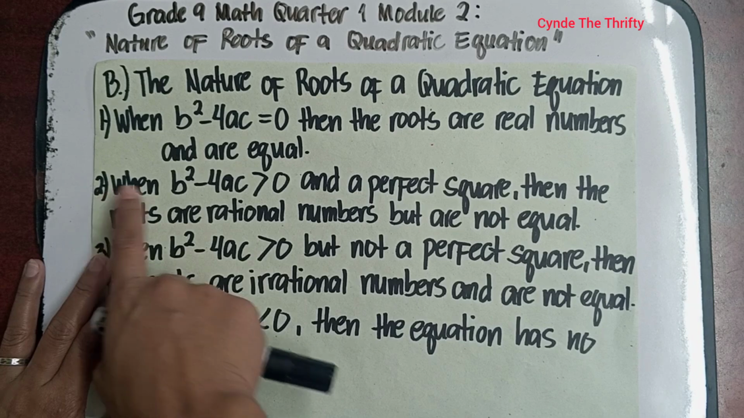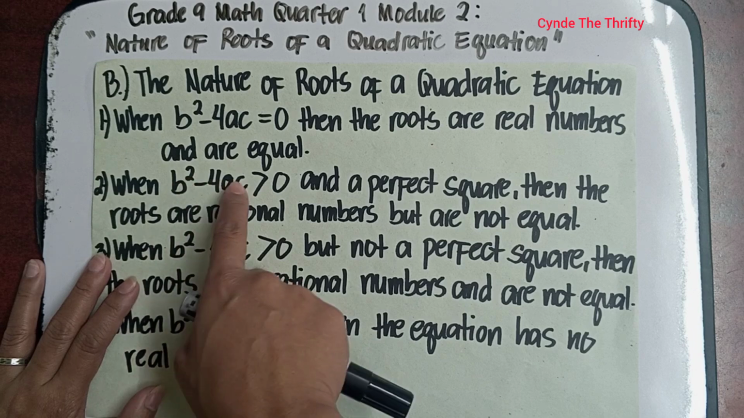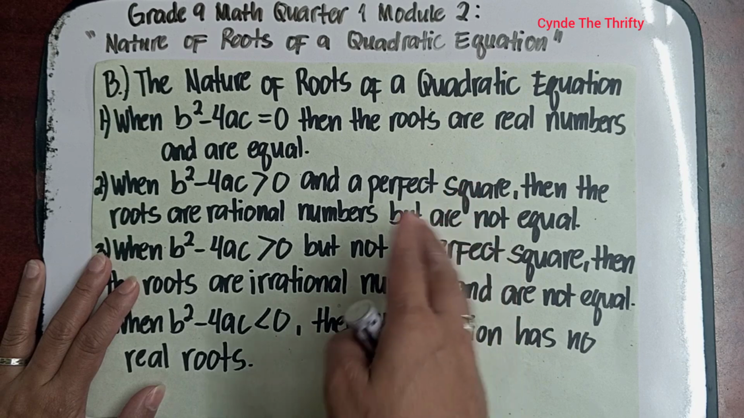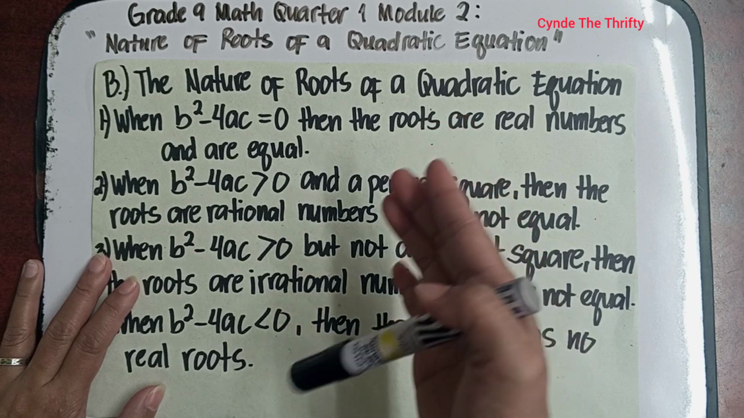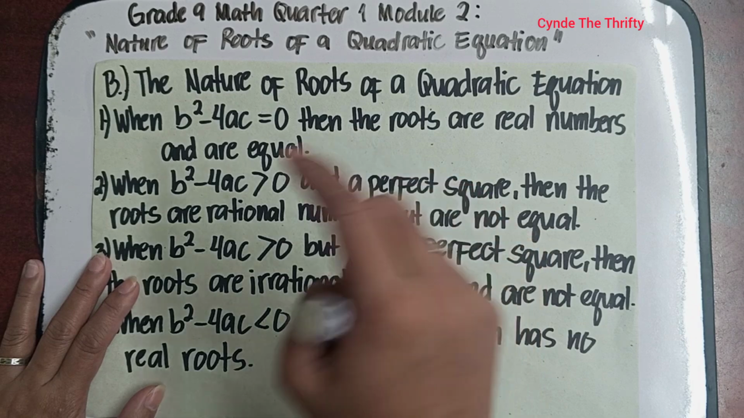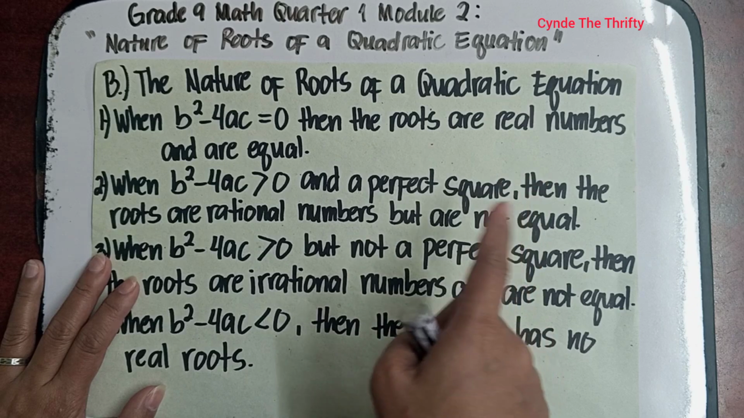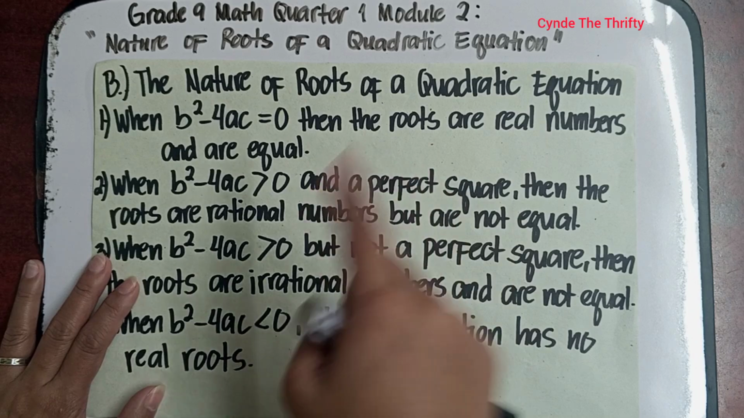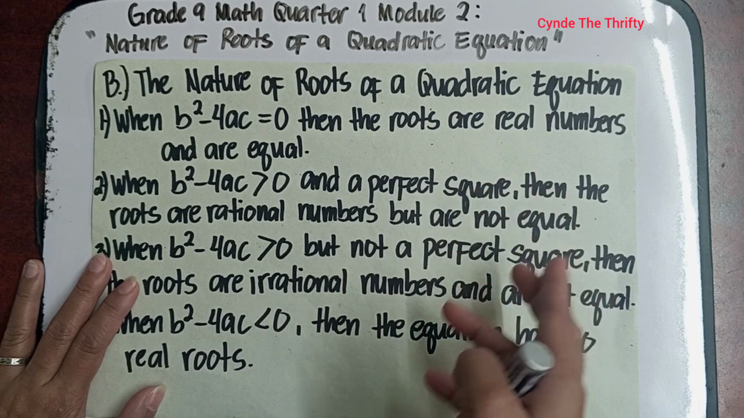Okay, so number 2. When b squared minus 4ac is greater than 0, okay, so kung ang value ng ating discriminant ay mas malaki kaysa kay 0, and a perfect square siya. Kapag sinabi mong perfect square, ito yung mga number na gaya ni 4, kasi 2 times 2 is 4, at square root ni 4 is 2. 4, 9, kasi 3 times 3 is 9, at square root ni 9 is 3, okay? So, ito yung mga perfect square number natin. Si 4, si 9, si 16, si 25, kasi square root of 25 is 5, and 5 times 5 is 25. Okay, so, i-familiarize nyo rin ang ating mga perfect square na mga numbers.